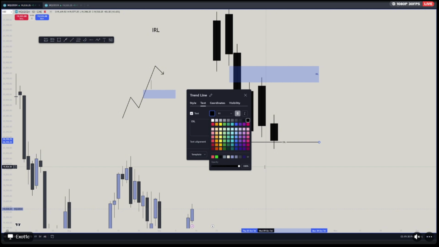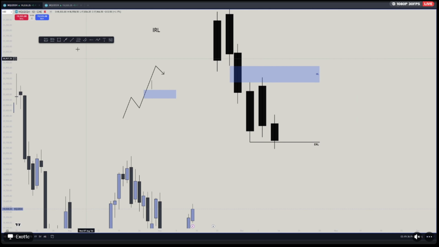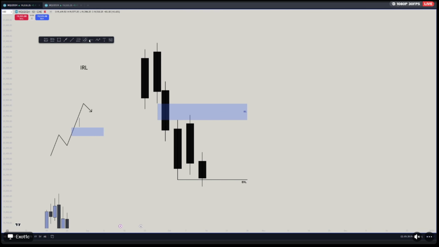Make this a little bit more visible here. And that's the premise of internal range to external range liquidity. I'll do it right here on a little line graph. So we'll have a little range that looks something like this. Price will come in here and we'll take this, and this is going to be your external range liquidity, right? And if we have any relative equal highs somewhere here, we can also use that as a target.